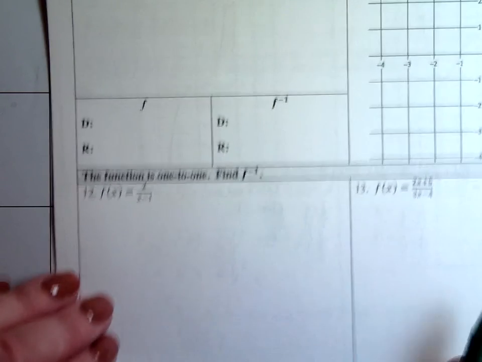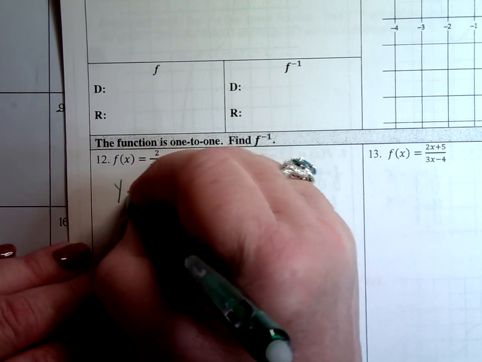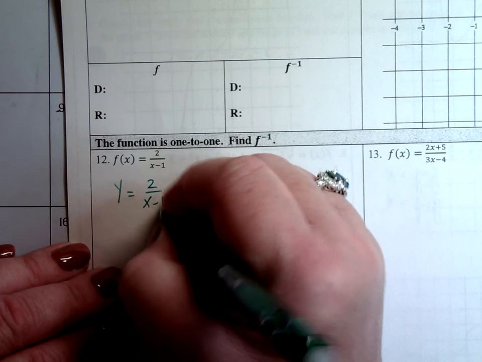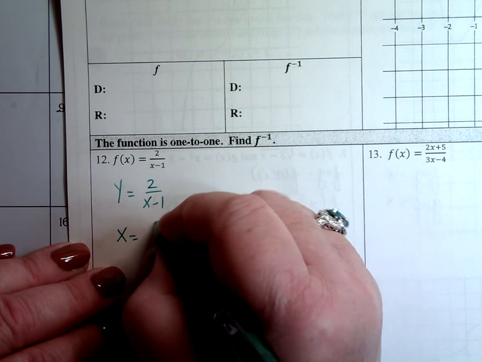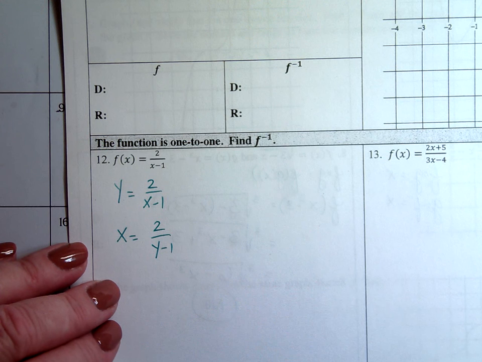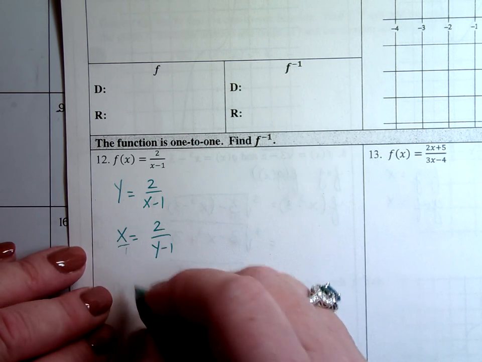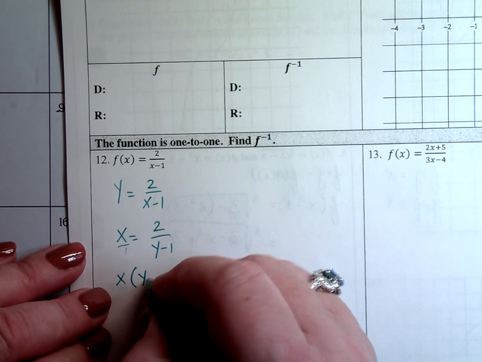Number 12, change the f of x to a y. y is 2 over x minus 1. Switch the x and y: x equals 2 over y minus 1. It's kind of similar to the bring the pain, but it's just not as big and beefy. I'm going to pretend this x is over 1 and cross multiply. I get x times (y minus 1) is 2 times 1, or 2.